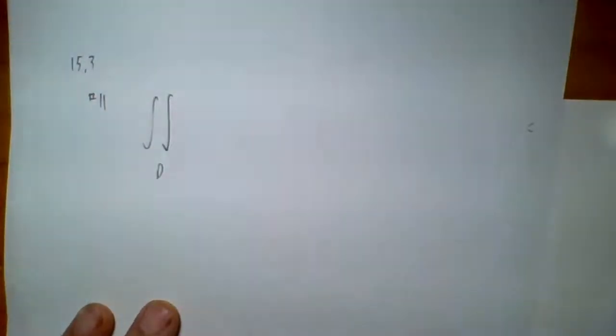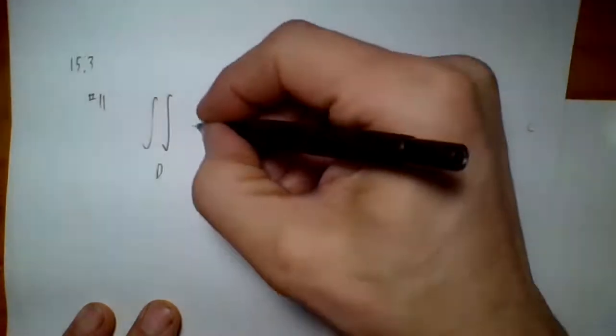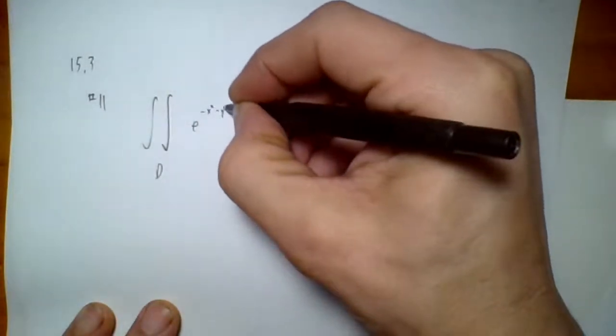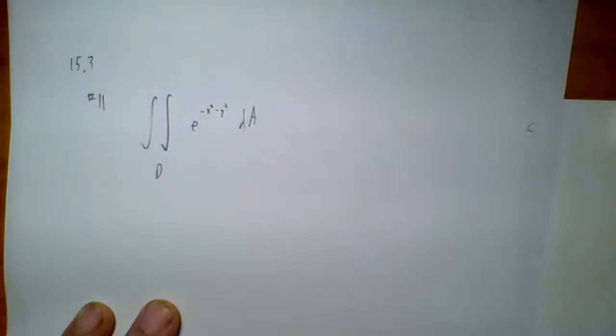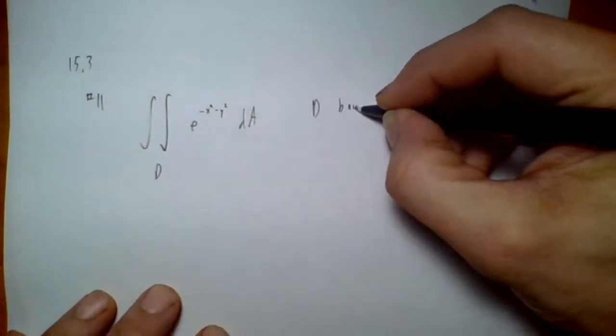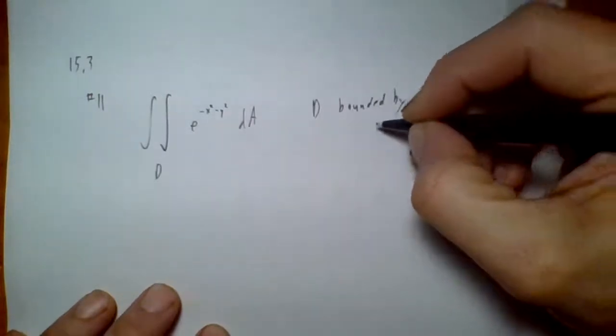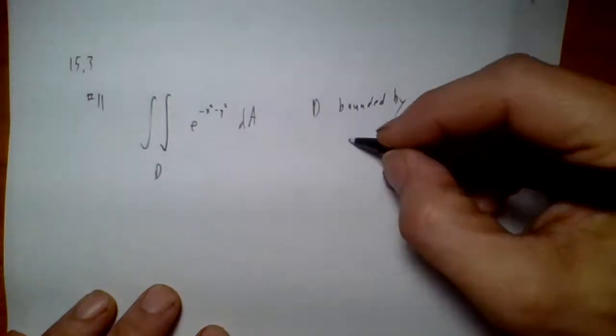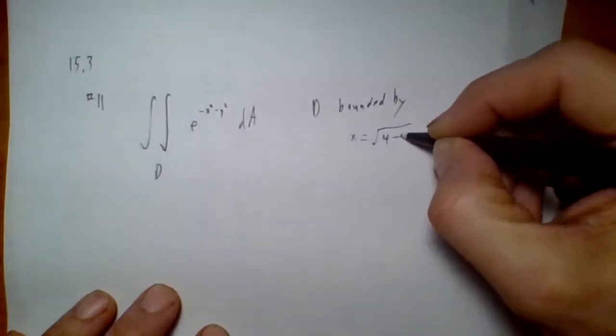Again, a double integral over a domain, function of x and y. It starts off with dA, same kind of problem. D is the region bounded by the semicircle x equals square root of 4 minus y squared, and the y-axis.